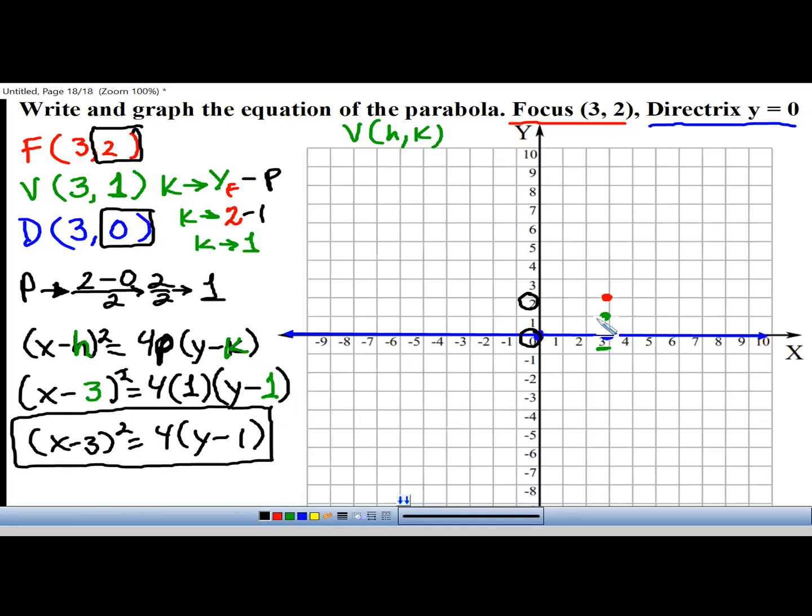And to graph it, look up. It's going through the vertex, and it's headed towards the focus, opening towards the focus, so just sketch it like that. And for right now, we're not going to use a table or anything like that. I just want to make sure that you can picture it and at least graph the direction in which it's going to open.